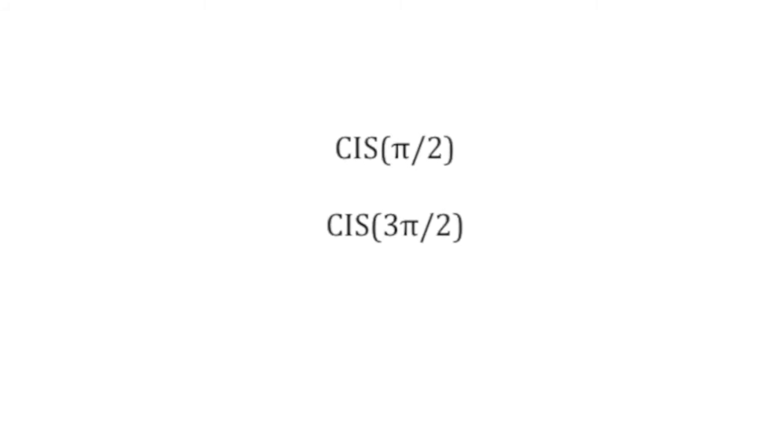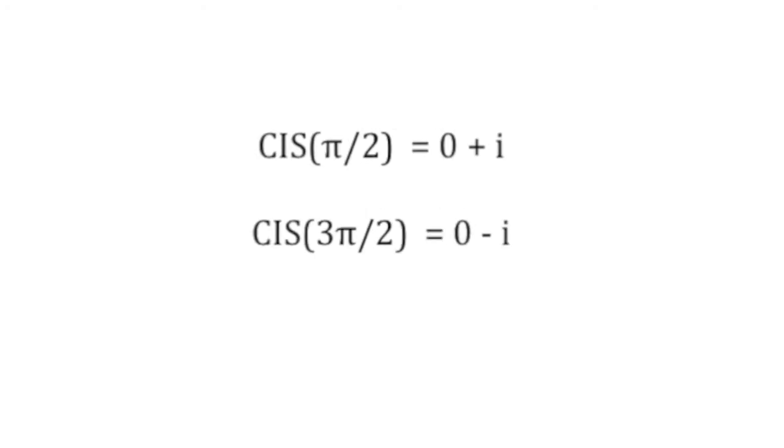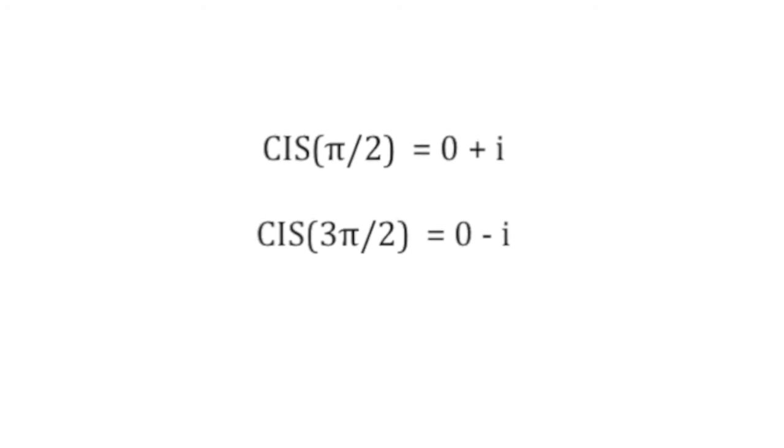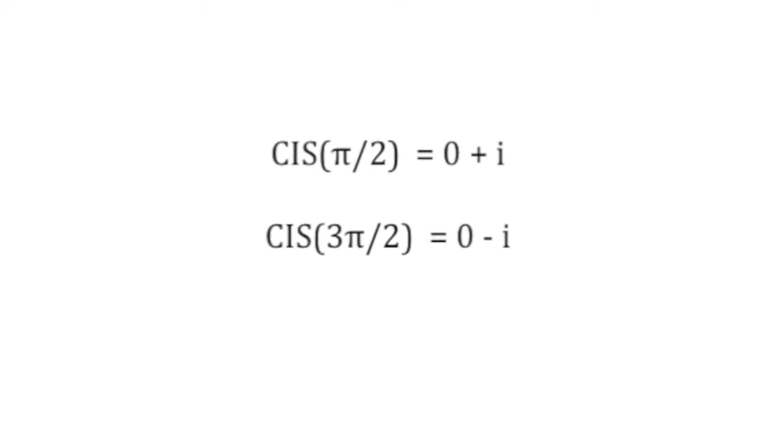Figuring these answers out now is really the easy part. All you do is split it up. So 1 cosine pi over 2 plus 1i sine of pi over 2, and 1 cosine of 3 pi over 2 plus 1i sine of 3 pi over 2. That's it. Then you get your two answers. You get 0 plus i and 0 minus i, because the cosine of pi over 2 is 0, and the cosine of 3 pi over 2 is also 0. The sine of pi over 2 is 1, and the sine of 3 pi over 2 is negative 1. So you get i and negative i, or 0 plus i and 0 minus i.